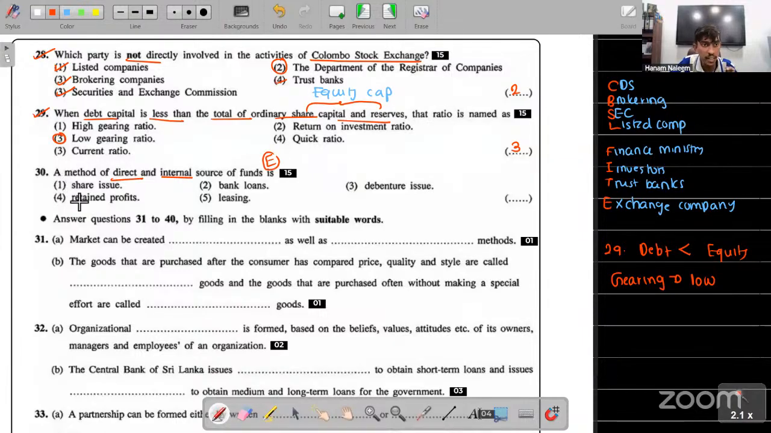Share issue: yes, direct, but it's external. Bank loan: it's indirect, you need someone, and it's external also. Debenture is direct, but it is external once again. Leasing is also external, so it's retained profits. The company profits are within the business and can be used directly without any intermediaries. Answer number 4.